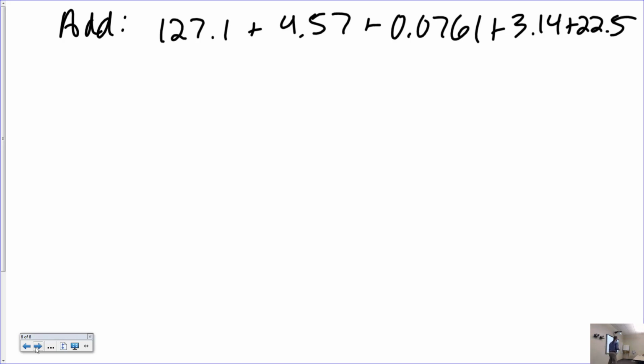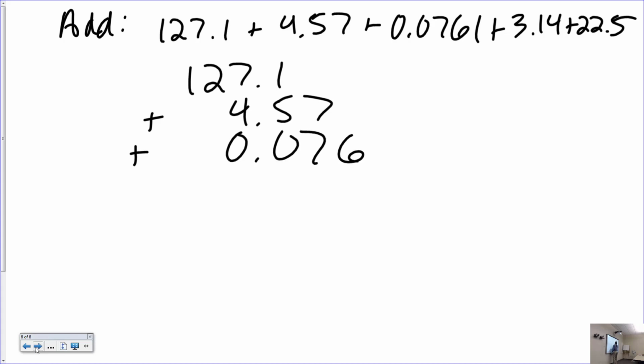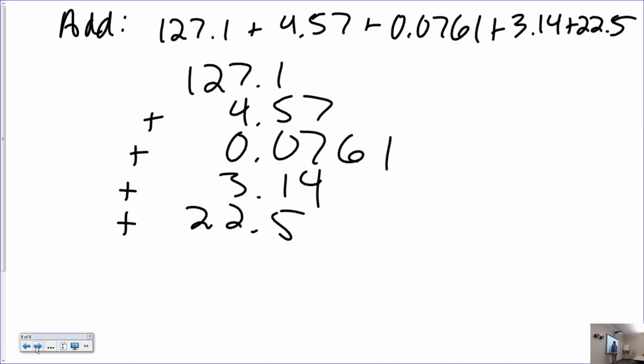What do you do to add decimals, folks? Line up the decimals, stack them on top of each other, right? So 127.1 plus 4.57 plus 0.0761 plus 3.14 plus 22.5. Now, the problem is which numbers are in which columns.